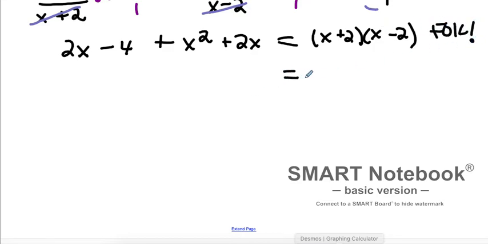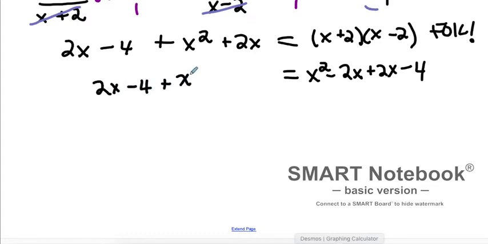Okay, so x times x is x squared. Those are our first terms. Outer: x times negative 2 is negative 2x. Inner: 2 times x is positive 2x. And last, 2 times negative 2 is negative 4. Okay, rewriting this left side.